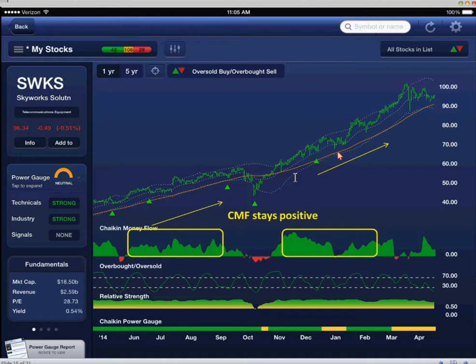We have buy signals. These are called our oversold buys. I owe this one to Larry Williams. Very simple. If the power gauge is bullish and you make an 8-day low and get oversold, that's a buy signal. When everything is lined up, when you've got a bullish power gauge rating, meaning the fundamentals are supporting it, it's outperforming the market, and Chaikin money flow is green or positive, and you get a pullback, that's a buying opportunity. Now, what's happened recently in Skyworks?